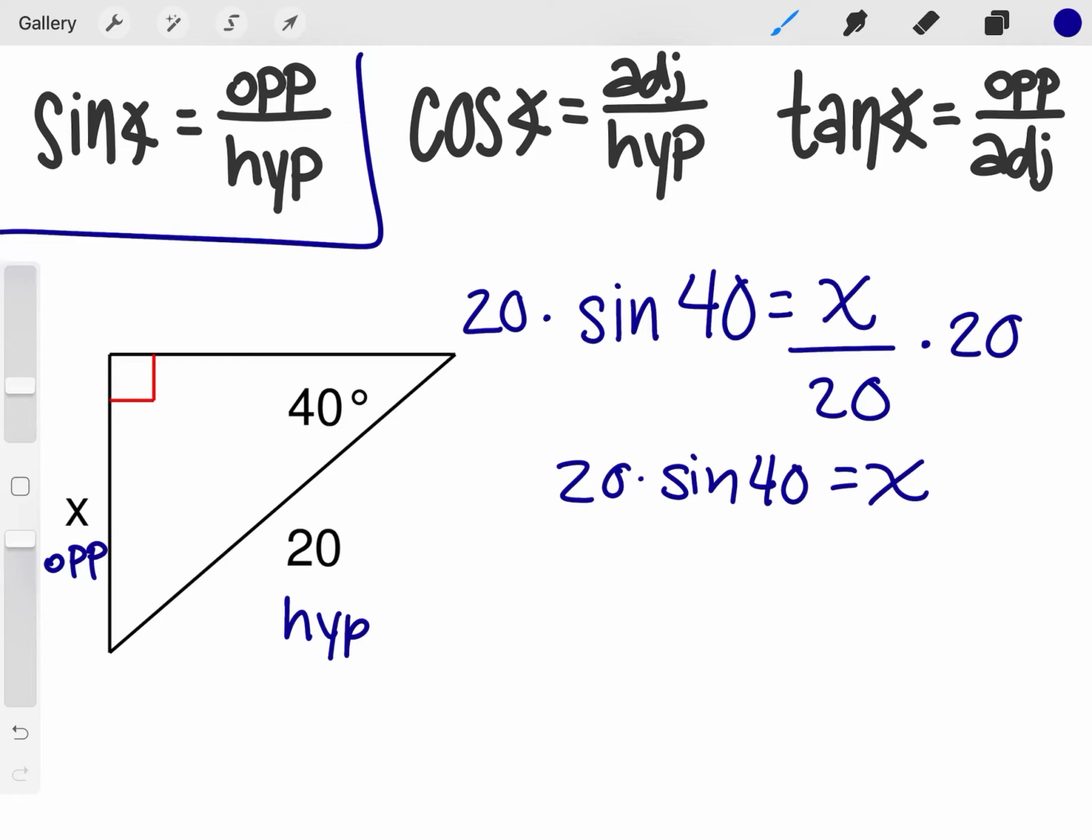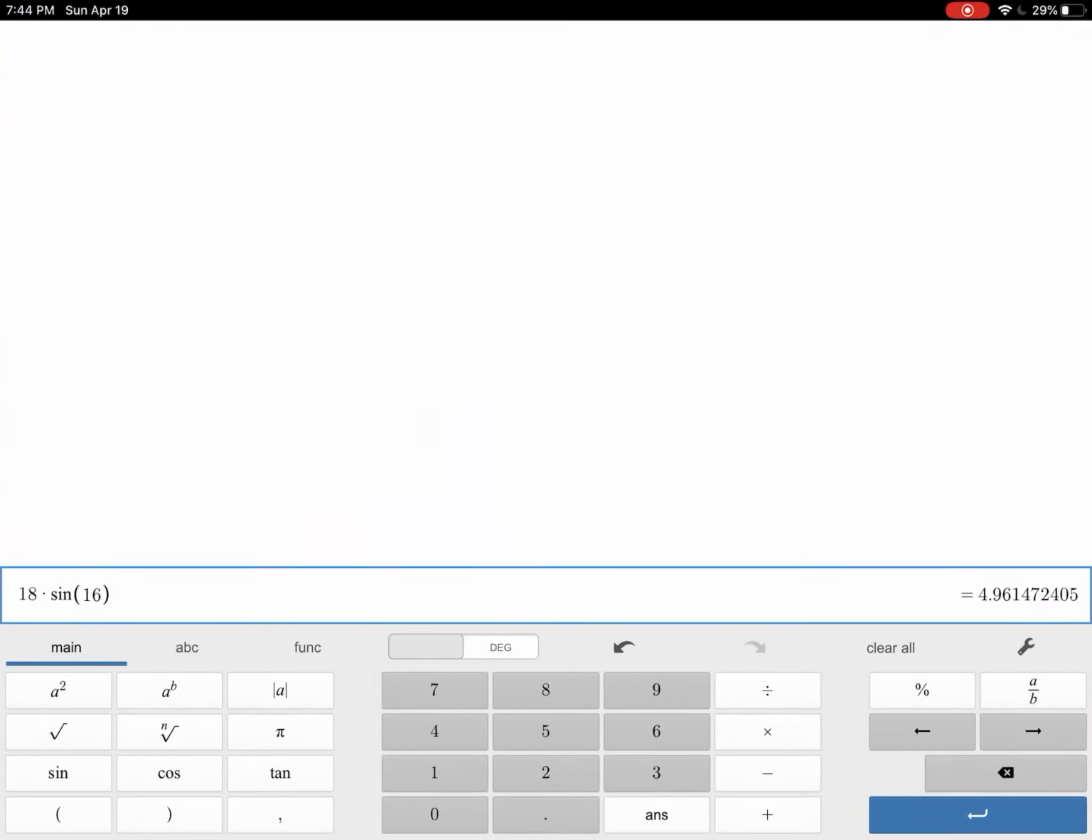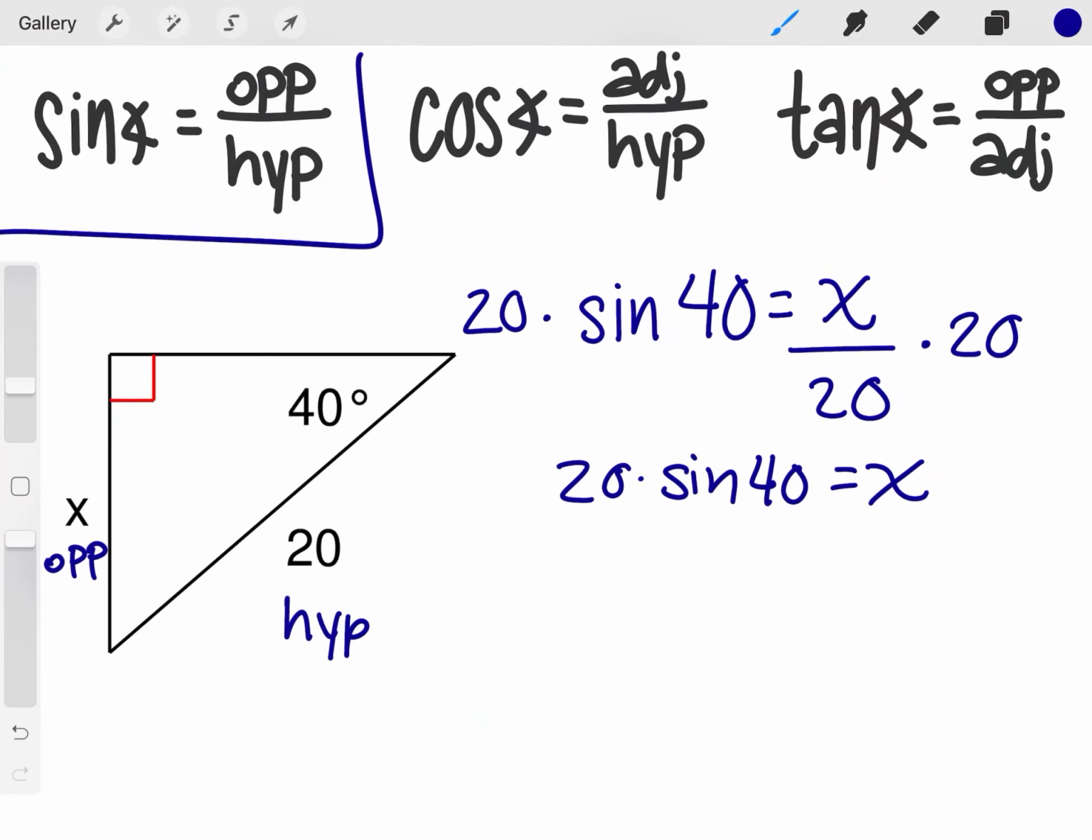Now go over to Desmos.com, round that for me to the nearest tenth. Clear all. 20 times sine of 40, close parentheses. We get 12.855, and so on, rounded to the nearest tenth is 12.9.